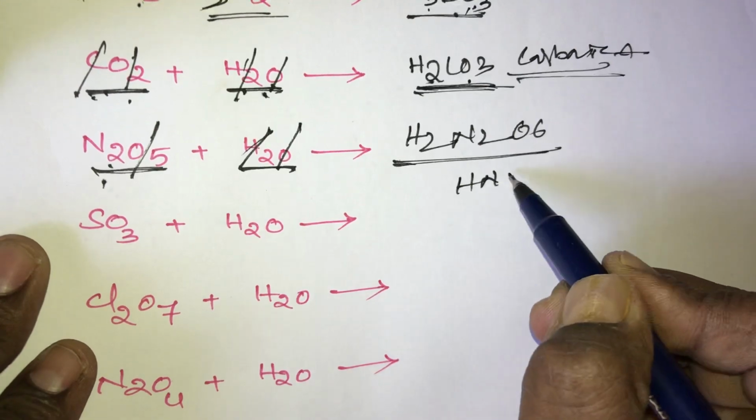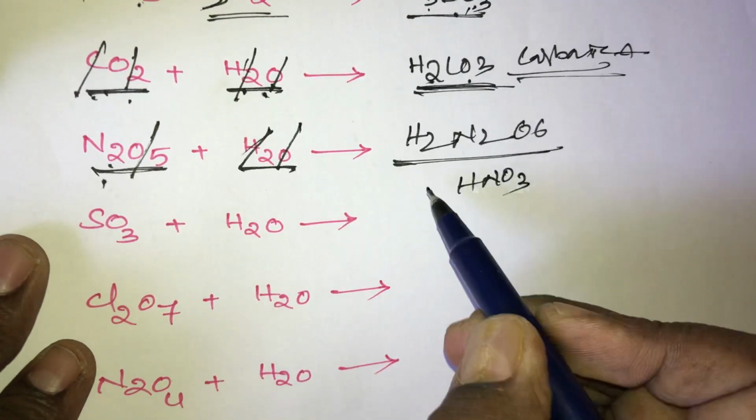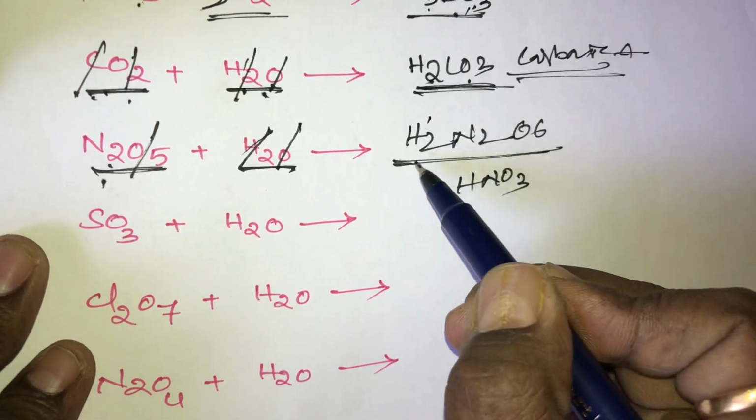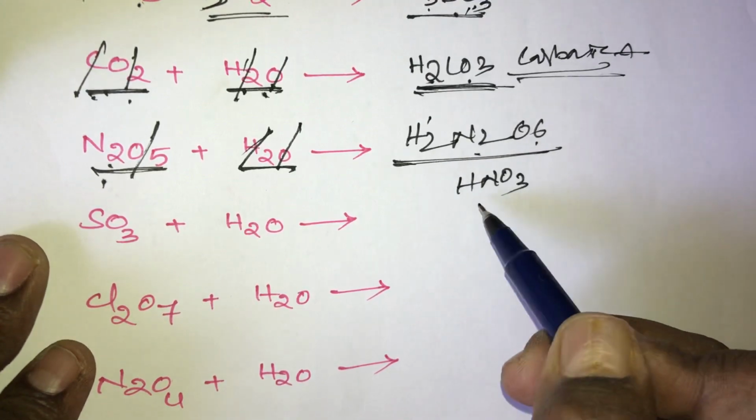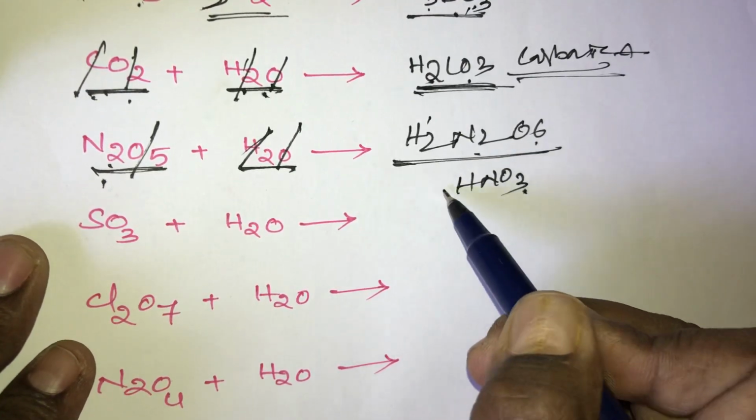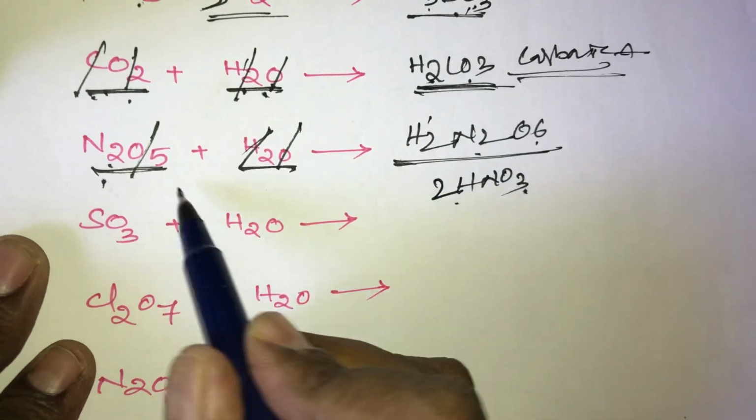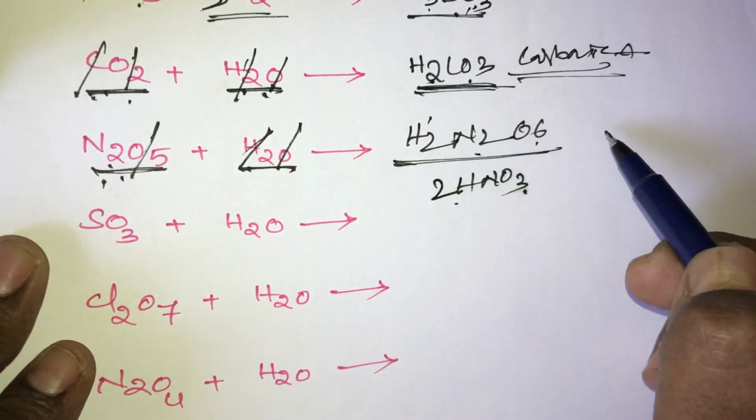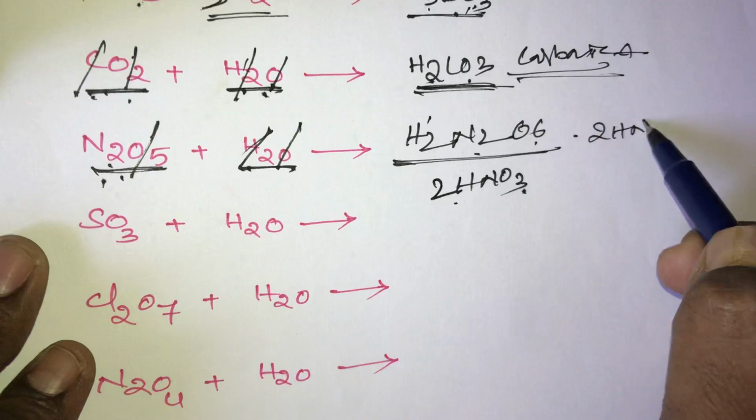Taking the average, that is HNO3. Write the average of H2N2O6. What is the average reaction? HNO3. Here 2 moles of HNO3. What is the correct equation? N2O5 dissolves in water to give 2 HNO3. It is the correct equation.